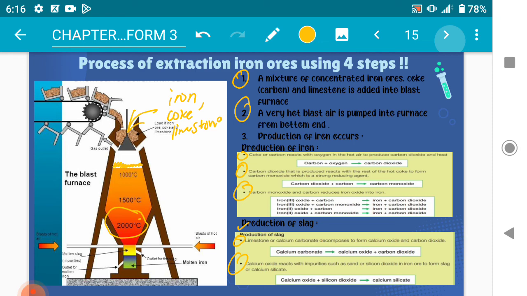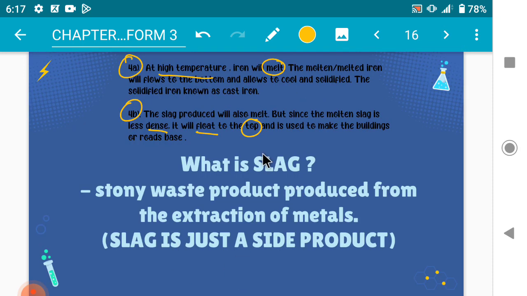Okay, so what is slag? Slag is basically a stony waste product produced from the extraction of metal. So it's just a side product. In simple words, slag is just a side product or a byproduct which is not used, or is useless basically, in the extraction of metal.